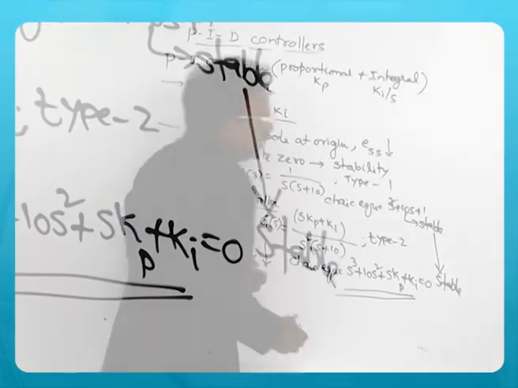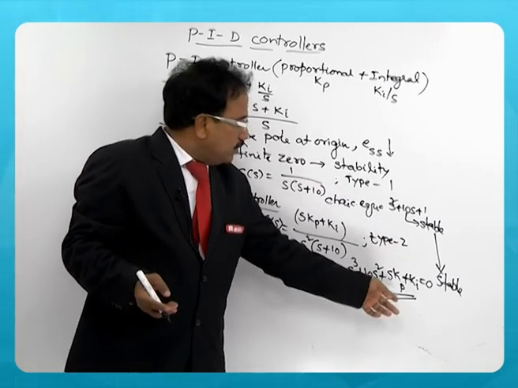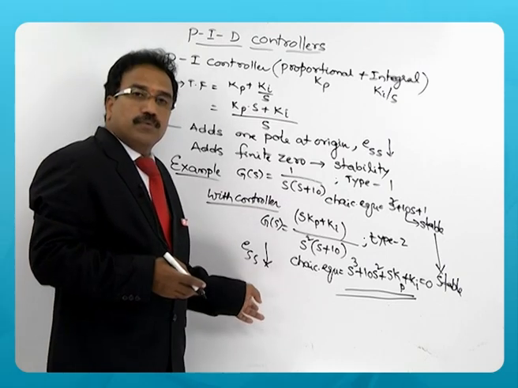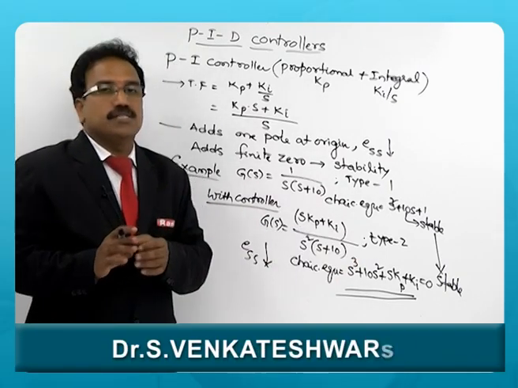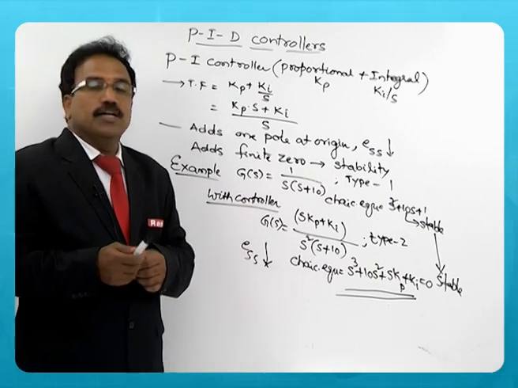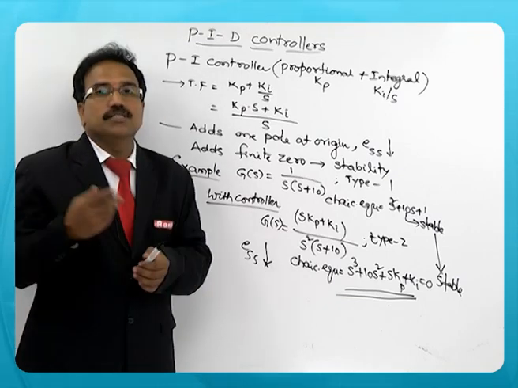So stability is not affected. Without the controller, the system was stable, and even now the system is stable. So the steady state error is improved and stability remains. The PI controller has that advantage. Eliminating the disadvantage of integral control alone, the PI controller is preferred.